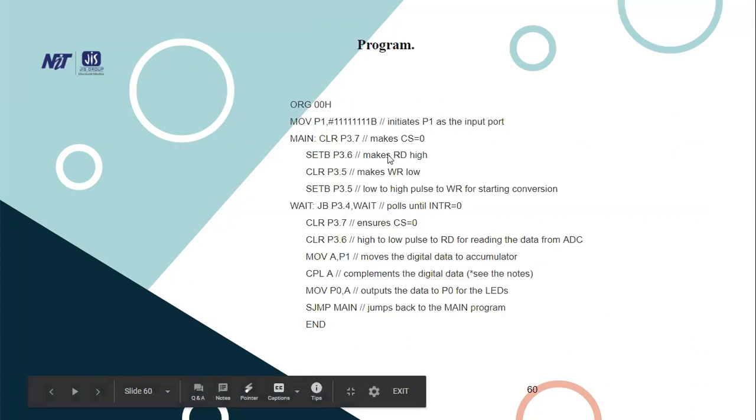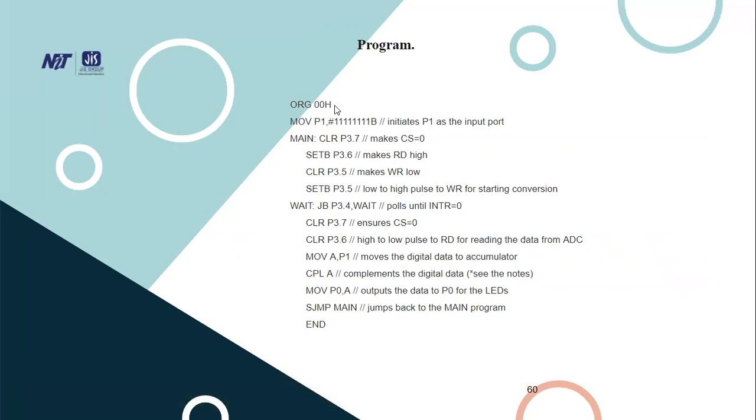This is one program, how it is connected. ORG 000H. MOV P1, #11111111B initiates P1 as the input port. MAIN: CLR P3.7 makes CS equal to 0. SETB P3.6 makes RD high. CLR P3.5 makes WR low. SETB P3.5 gives a low to high pulse to WR for starting conversion. WAIT: JB P3.4, WAIT polls until INTR equal to 0. CLR P3.7 ensures CS equal to 0.